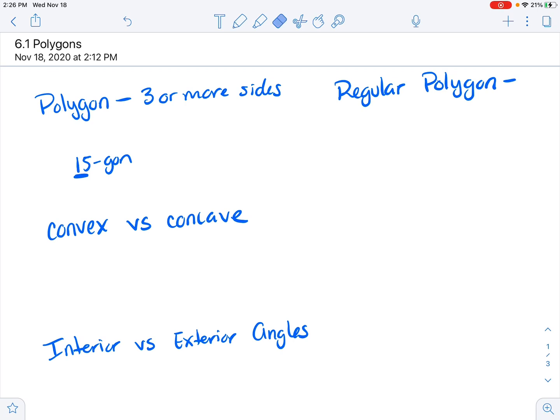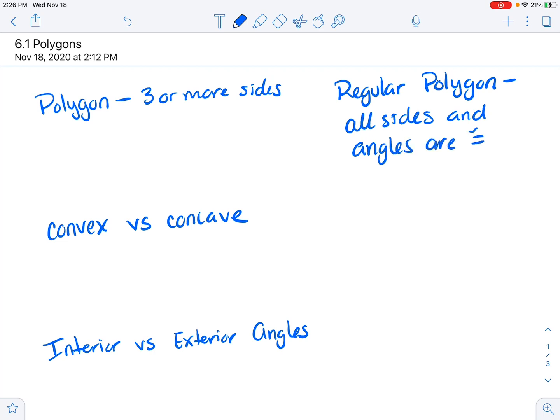Okay, now a regular polygon means all sides and angles are congruent, or they're exactly the same. So if one side's 5, all the sides are 5. If one angle's 60, all the angles are 60. Okay, polygons do work a little bit different. It could be equilateral without being equiangular, okay? So to be a regular polygon, both of those things have to be true, okay?